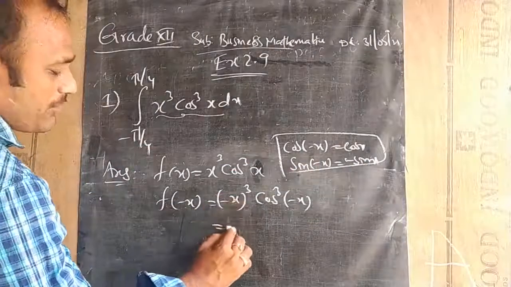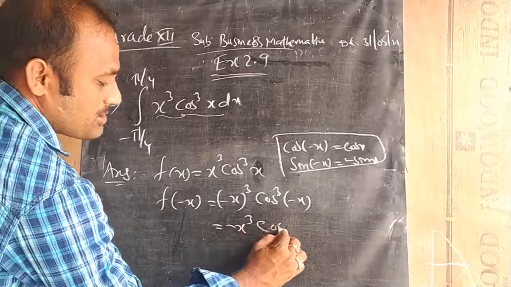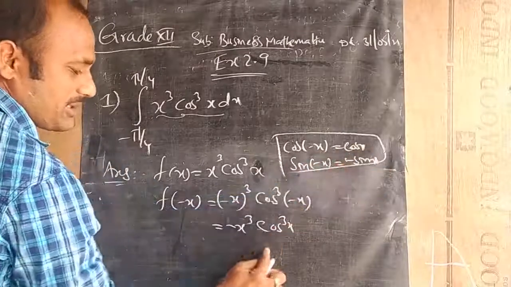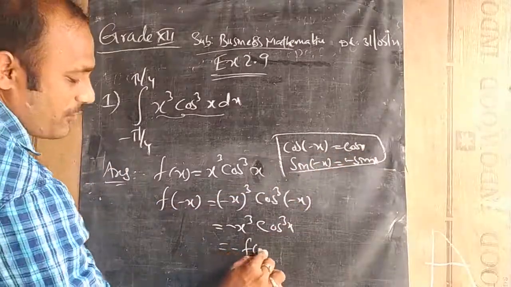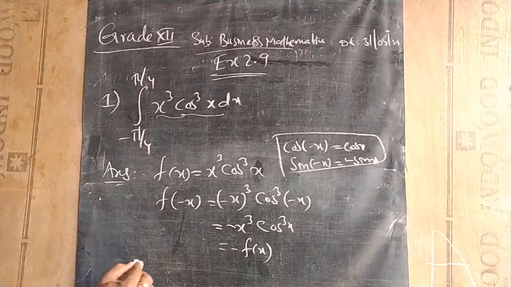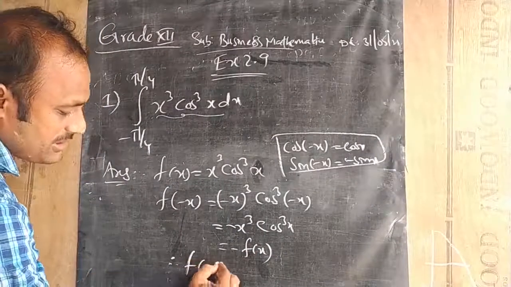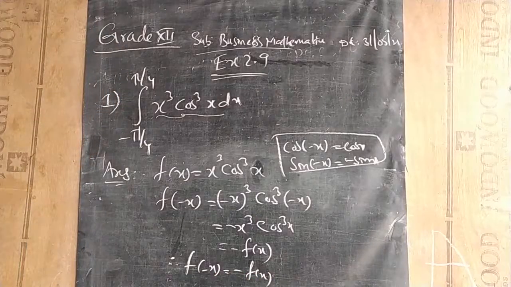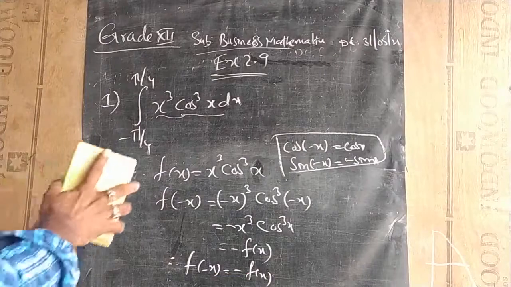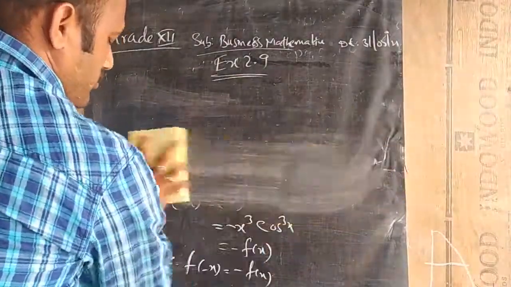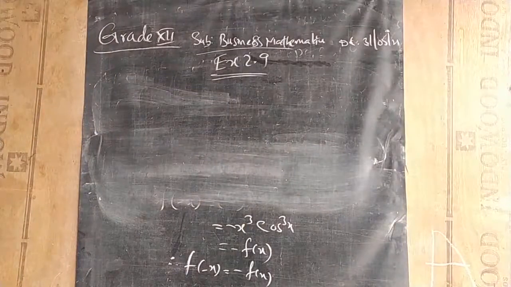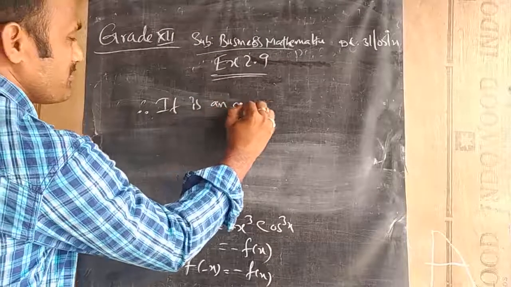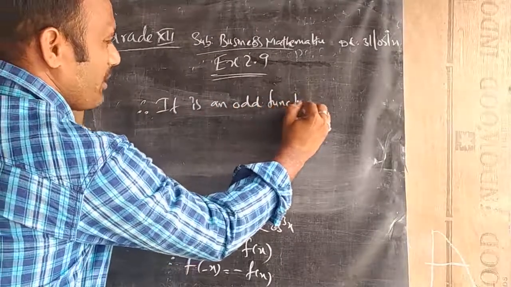So here minus x cube will become minus x cube only. Here cos cube x. Why? Because cos of minus theta will be cos theta, cos of minus x will be cos x. So we are getting it as minus of f of x. Therefore f of minus x is equal to minus of f of x. Therefore it is an odd function.